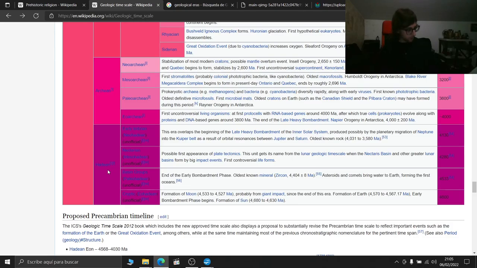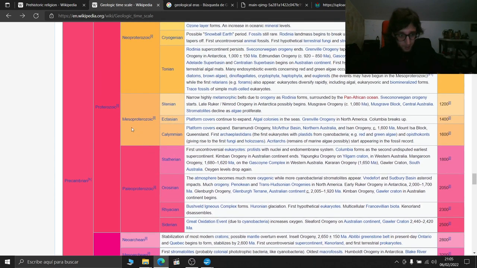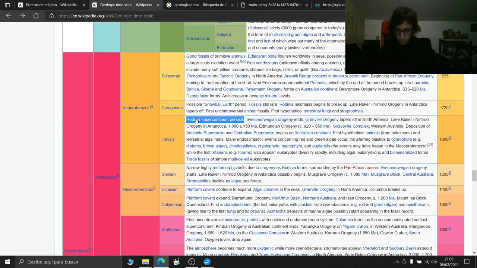So the summary: Hadean, 4.6 billion years ago, the formation of Earth. Then the Archean, 4,000 million years ago, the evolution of Earth, the movement of tectonic plates, and then the Proterozoic, where life starts appearing, but very simple, 2,500 million years ago. Expansion of cyanobacteria. And in this time exists the supercontinent called Rodinia, as it appears here. The Rodinia supercontinent persists over this time.